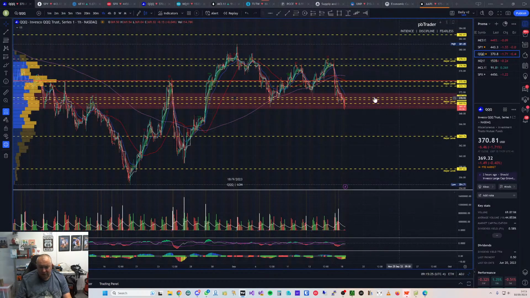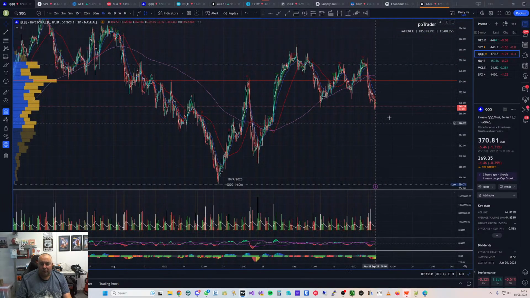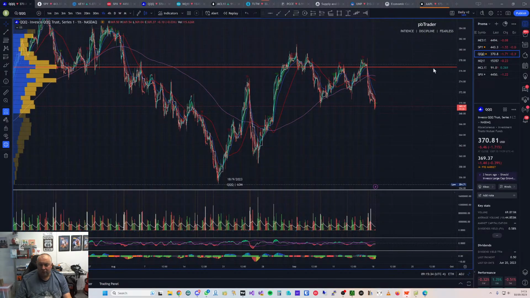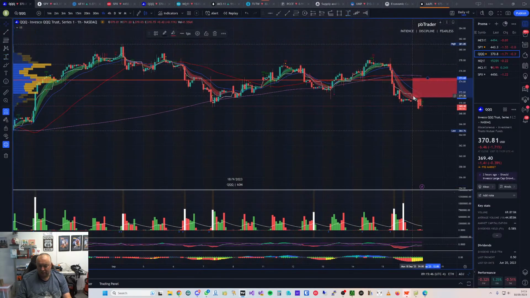I've not updated this chart for a while, so you can ignore. Let's just get rid of the drawings. Okay, so Qs. This area here is a higher probability rejection area, 378, and last time we were there, it saw a big rejection, so I'm going to put the zone in about there.